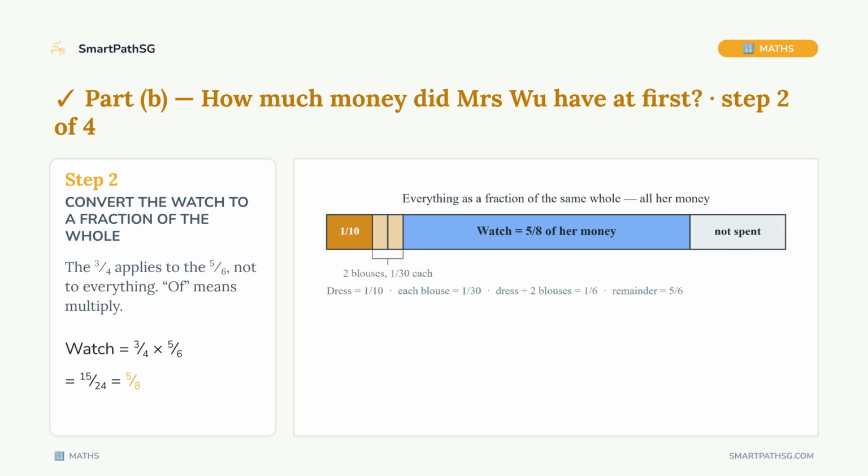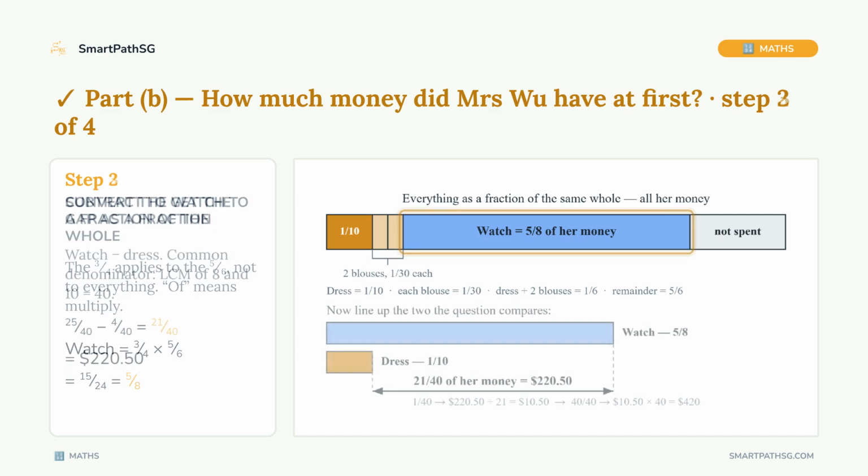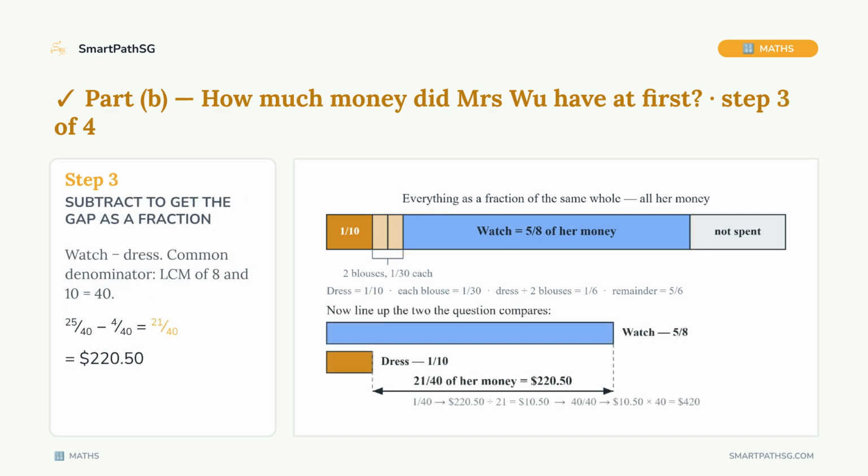Step 2. Convert the watch to a fraction of the whole. The 3/4 is measured against the remainder, so it has to be multiplied through. 3/4 times 5/6 equals 5/8. The bar model shows the result. The watch takes 5/8 of the whole. Both watch and dress are now fractions of the same whole, so subtracting them gets their gap as a fraction of the whole too. 5/8 minus 1/10 equals 21/40. So 21/40 of the total money is the arrowed gap in the lower half of the bar model, which equals the $220.50 the question hands you.